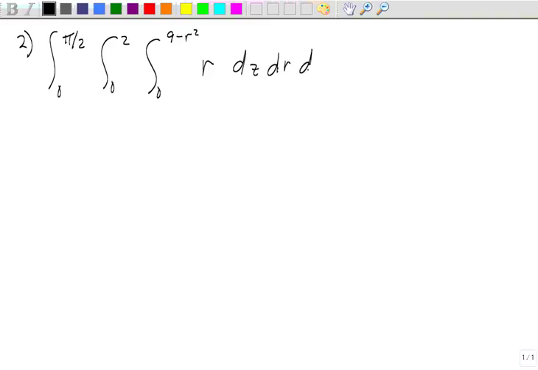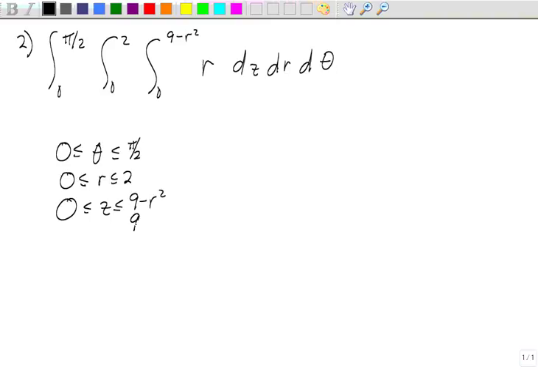Okay, here are some homework problems from 16.8, number 2. The integral is 0 to pi over 2, 0 to 2, 0 to 9 minus r squared. This is in cylindrical coordinates. So this tells us that theta is between 0 and pi over 2, r is between 0 and 2, and z is between 0 and 9 minus r squared, which is 9 minus x squared minus y squared.